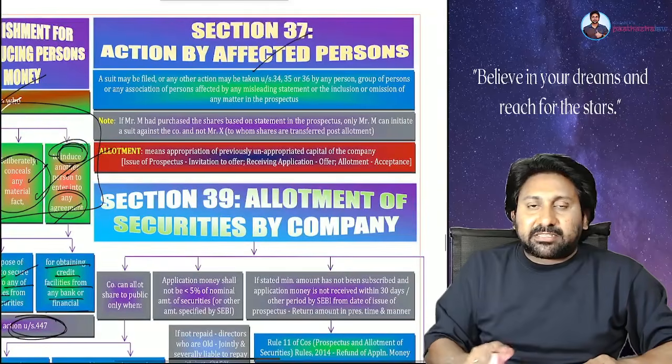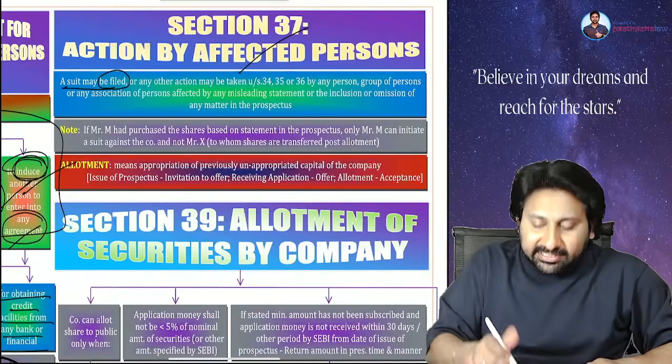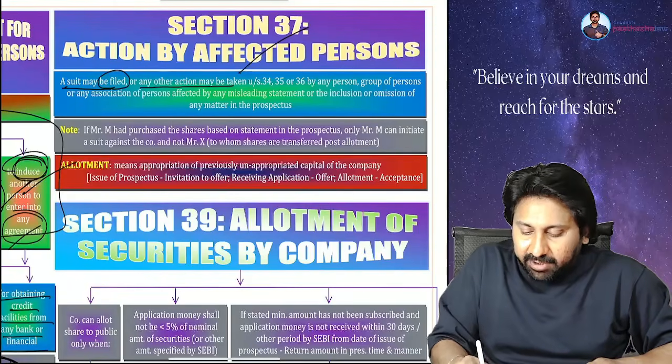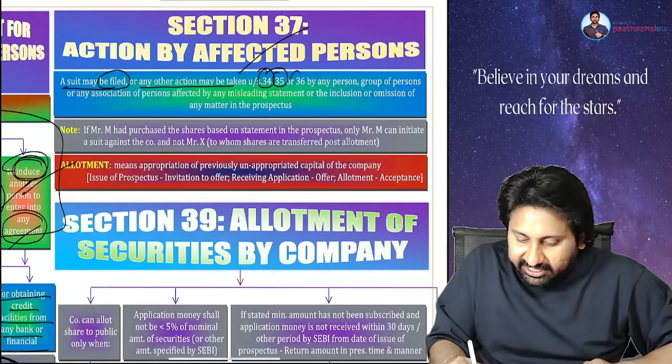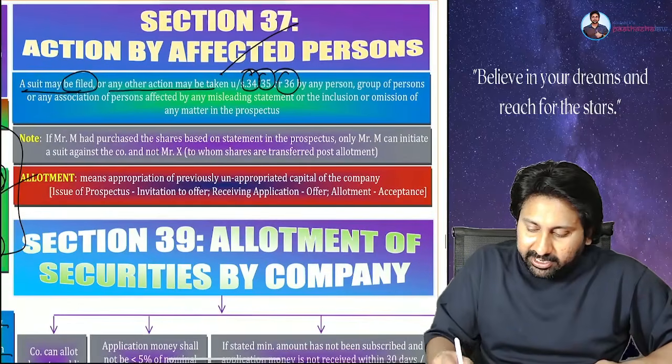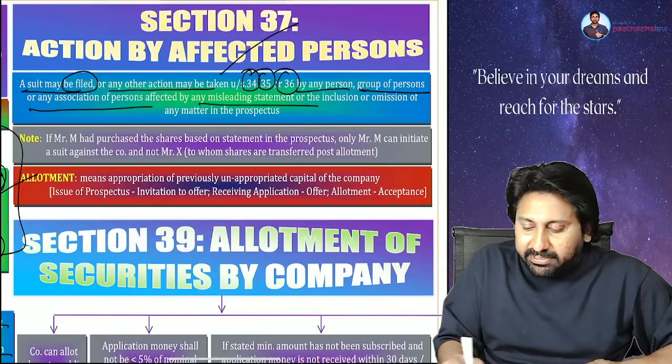Action by affected persons means a suit may be filed. Suit means a case, or any other action can be taken under 34 criminal, 35 civil, 36 punishment for fraudulently inducing, by any person, group of persons or association of persons affected by a misleading statement.